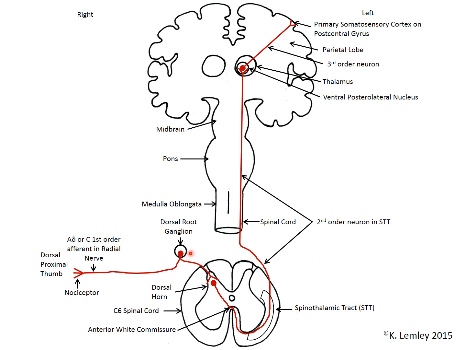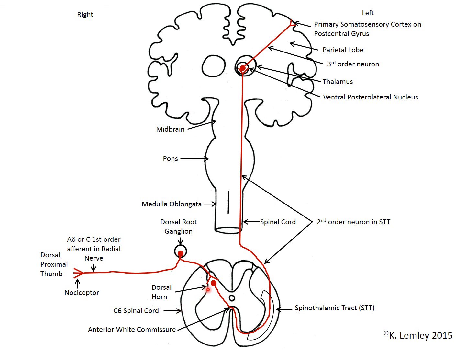The cell body will be located in the dorsal root ganglion, and its central axon is going to enter the dorsal horn of the spinal cord. In this case, I know from my dermatomes that the thumb is innervated by the C6 spinal cord segment, so I know that this is C6, so I have that labeled right here.